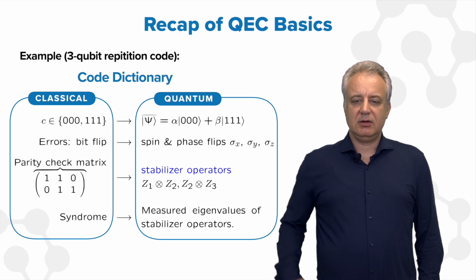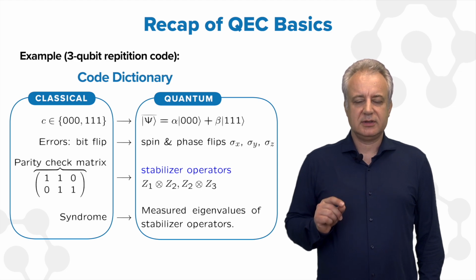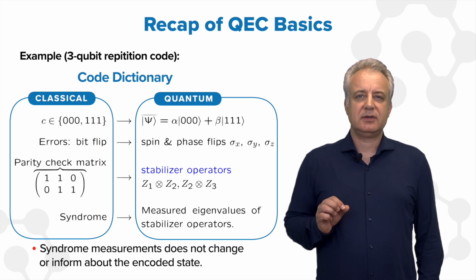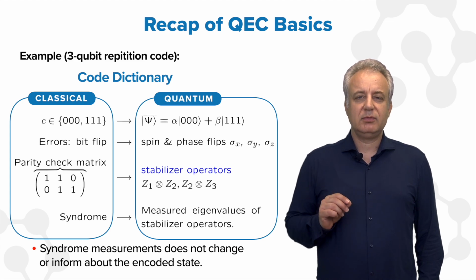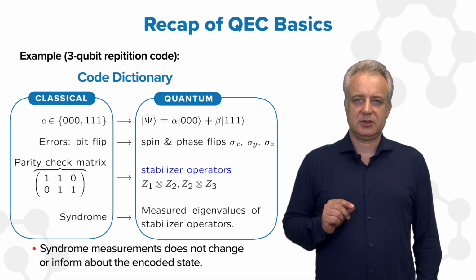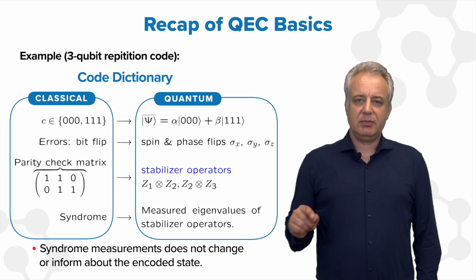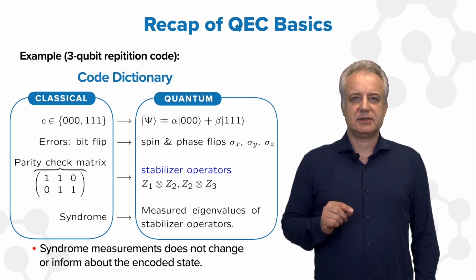There is one more thing I would like to say, and it is important. When you do these measurements, the measurement of these stabilizer operators, you do not learn what the encoded state was. So you leave that quantum information untouched. There are two things you want to do: you want to learn about errors, but you do not want to learn anything about the quantum information processed.